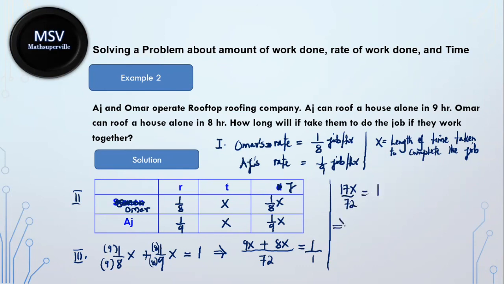And so this implies 17x is equal to 72 by cross multiplication. And so x is equal to, we divide 72 by 17. And so it takes both of these two guys 4.24 hours. So that's how long it will take both of them to do the work.